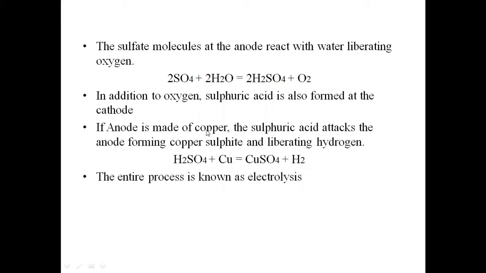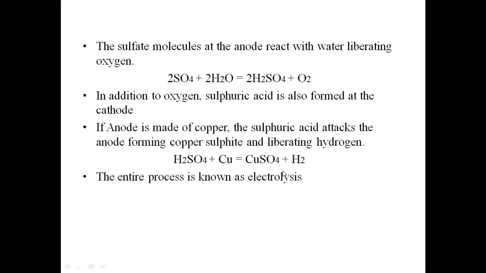If the anode is made up of copper, this sulfuric acid will attack the anode, forming copper sulfate. See, if the anode is made up of copper, then what happens? The sulfuric acid will react with the copper and form copper sulfate, and this copper sulfate will liberate hydrogen out of it. So from the anode we will also get hydrogen.